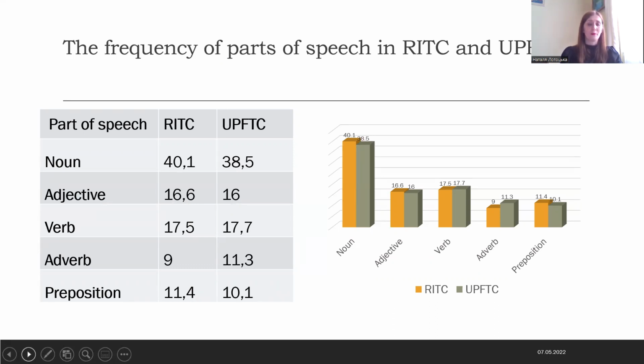The frequency of the parts of speech in Roman Ivanychuk's text corpus correlates with the data retrieved in the Ukrainian prose fiction text corpus. However, the frequency of nouns in Roman Ivanychuk's text corpus is higher by 5%. Prepositions are higher by 11% than in the Ukrainian prose fiction text corpus, in contrast to the frequency of adverbs, which is higher by 20%.